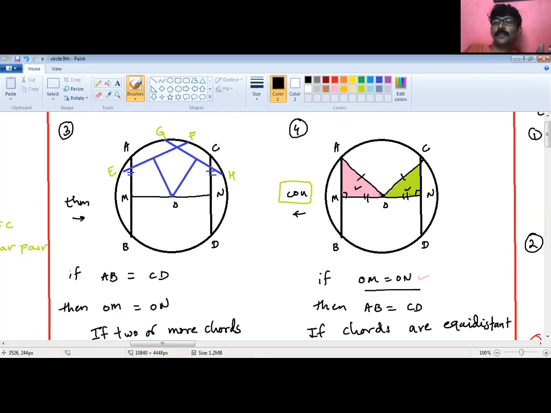And if we prove these two triangles are congruent, then we can say that AM is equal to CN by CPCTC, corresponding parts of congruent triangles are congruent. And if AM is equal to CN, then obviously AB will be equal to CD. Why? Because when the halves are equal, the doubles will also be equal, isn't it? So suppose AM is 2, then CN will also be 2. So obviously if AM is 2, MB will also be 2. So AB will become 4. And in that case, CD will also become 4. And that's how we proved that chord AB is equal to chord CD.